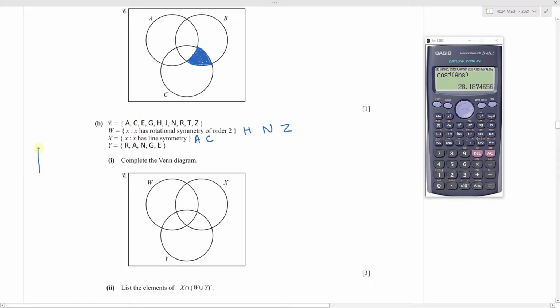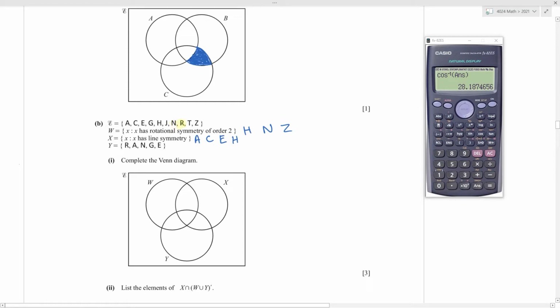E also has a line of symmetry. So if you have E like this, your line of symmetry will pass through here. So E also has a line of symmetry. G doesn't have it. H also has a line of symmetry in the middle. In fact, it has two lines of symmetry. This is also a line of symmetry for H. So H is also part of this set X.